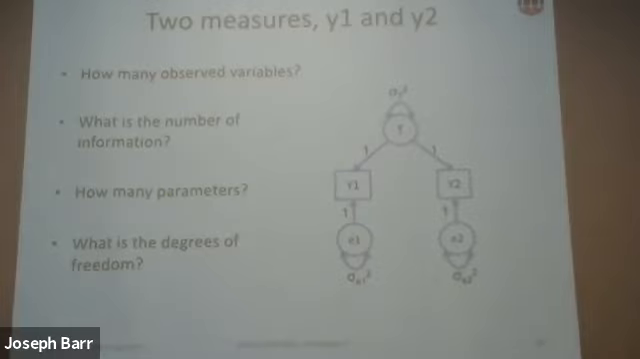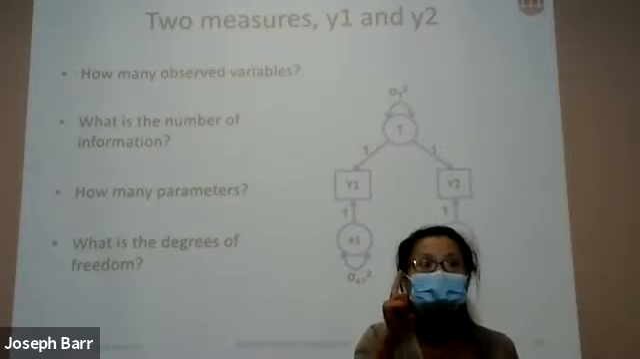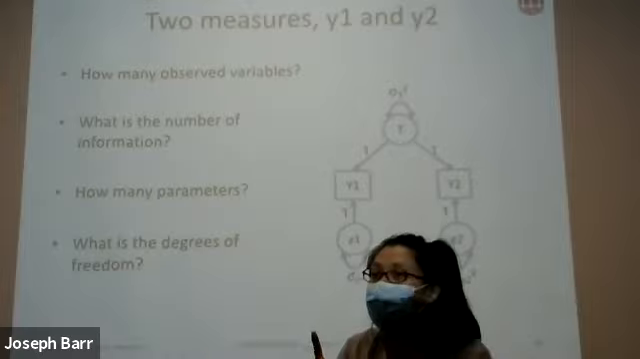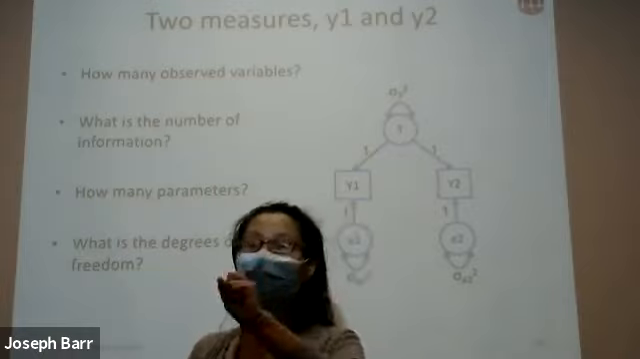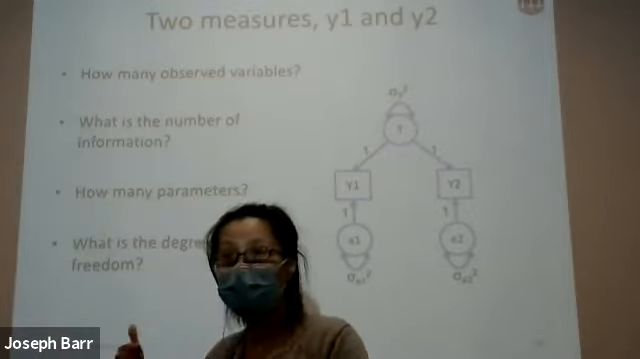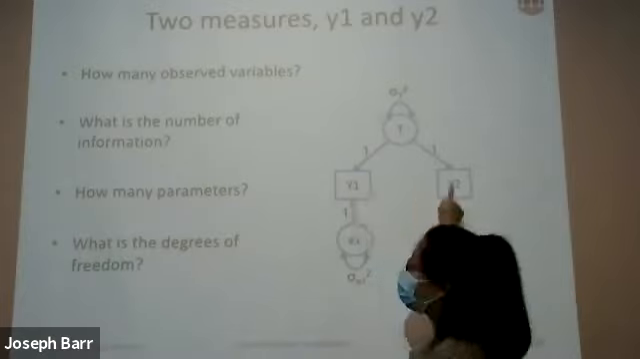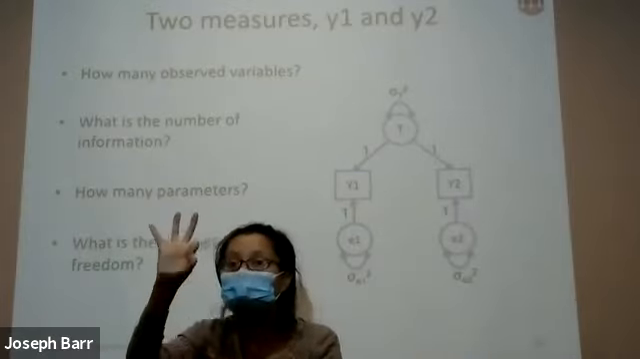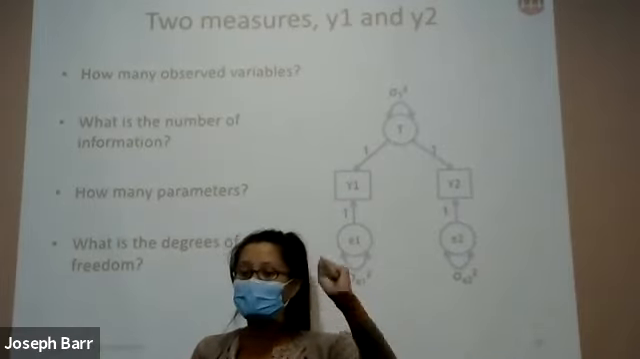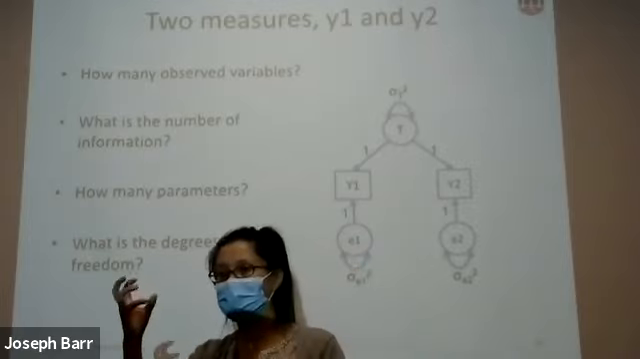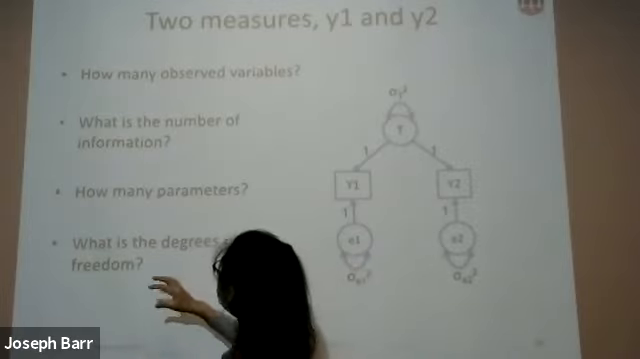Again, let's check the number of information. In this case, how many observed variables? 2. Then what is the number of information? 3, exactly. Then we can estimate at most 3 parameters. In the first case, we can only estimate 1, but now it's much better because we have 2 variables. We can estimate 3 parameters. Previously, we cannot estimate both sigma t square and sigma e square. Now it's possible.